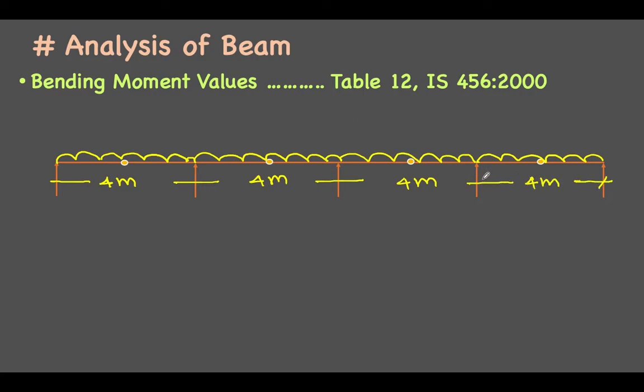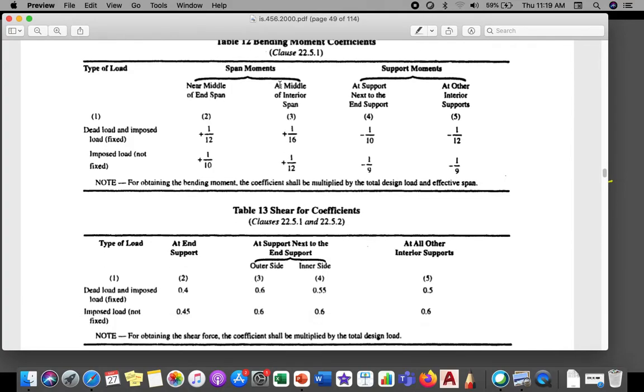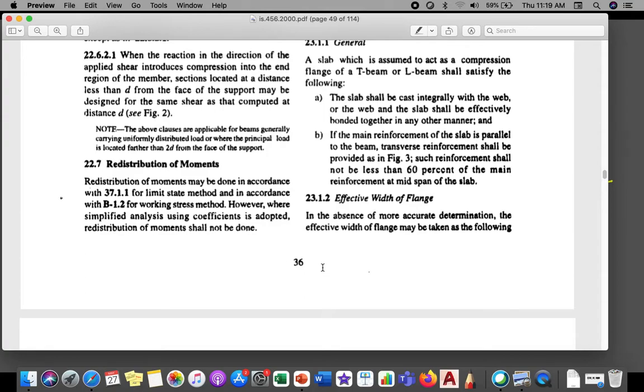So when we have such a case, that loads on each span and span variation are less than 15%, then the bending moment values or shear force values or analysis we can do using the codal provisions as given in table number 12 of IS 456. Now I am in IS 456 2000, table number 12. If you want, I can show you, the page number is 36.